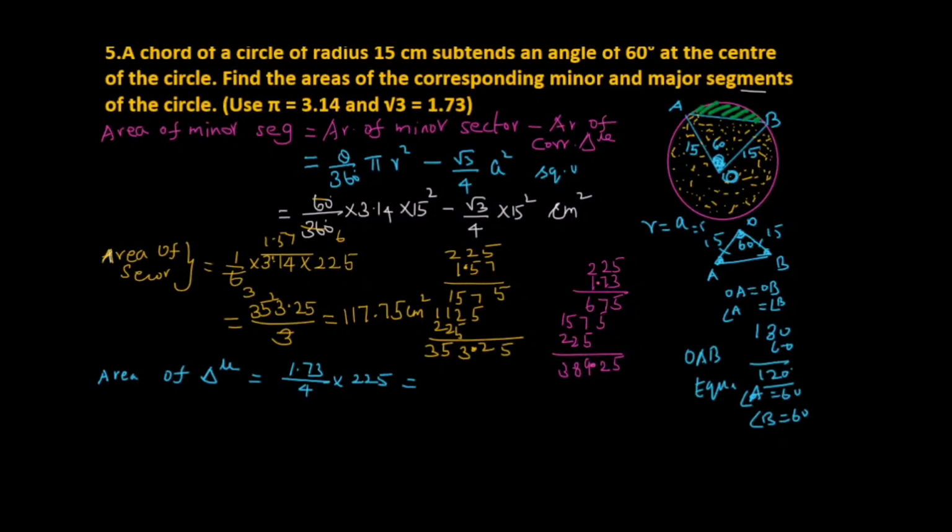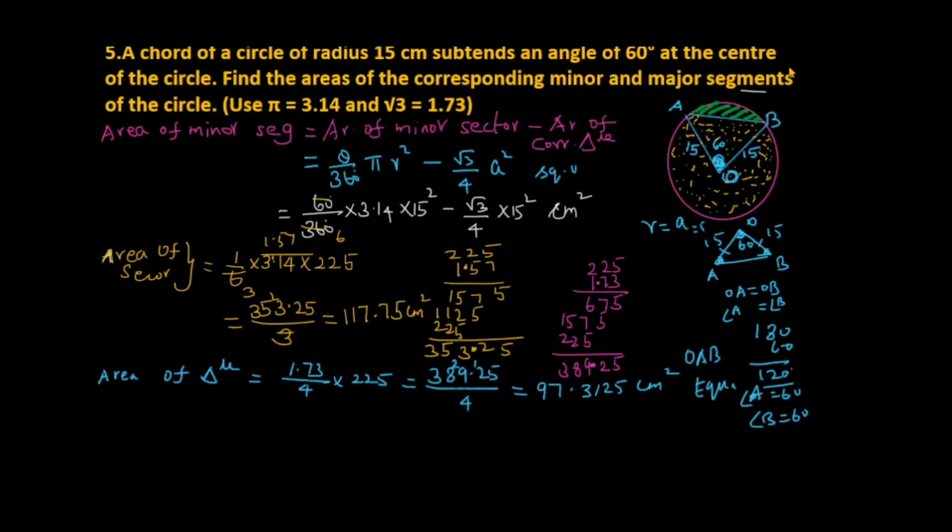Now we are getting the answer here. 389.25 divided by 4. When we are dividing this, 9 times 36 remaining 2, 7 times 28 remaining 1, 3 times 14, 3 times 12 and 1 time 4 remaining 1, 2 times 8 and 5. So the centimeter square. This is the area of the triangle.